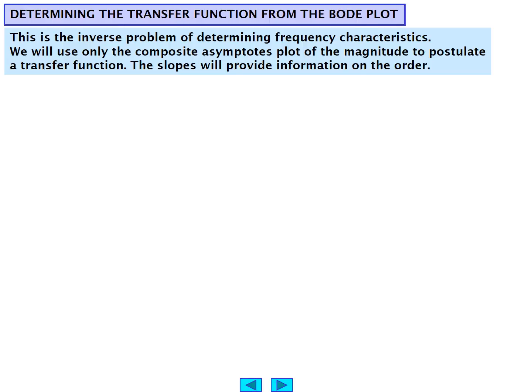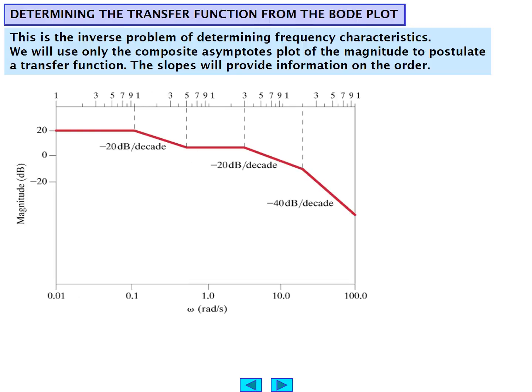Now we want to look at determining the transfer function from the Bode plot. This is an inverse problem of determining frequency characteristics. We're only going to use the composite asymptotes, though, of the plot of the magnitude to try to postulate or guess at the transfer function. The slopes will provide information, of course, on the order by how many decibels per decade they're actually either increasing or decreasing.